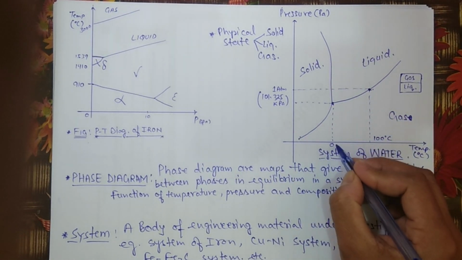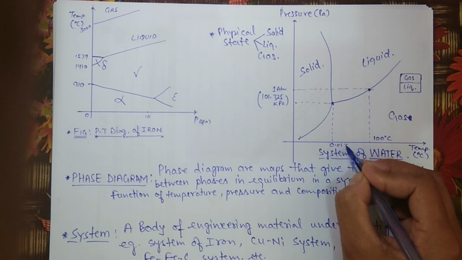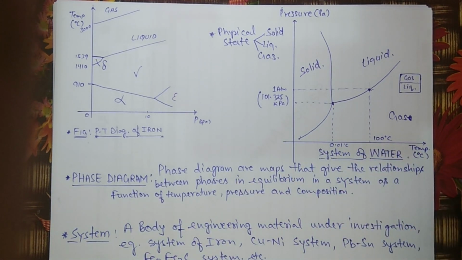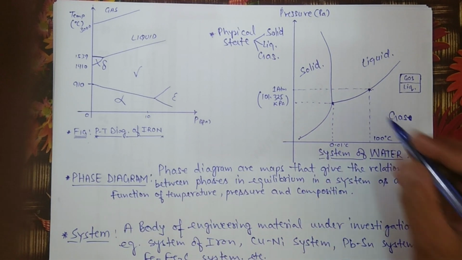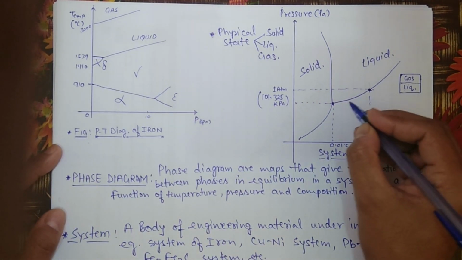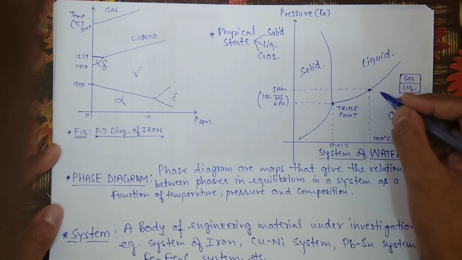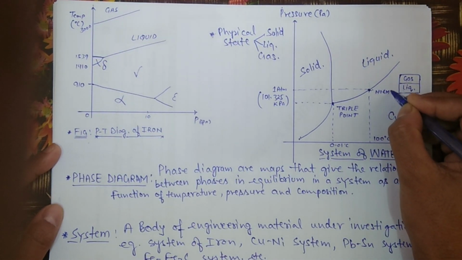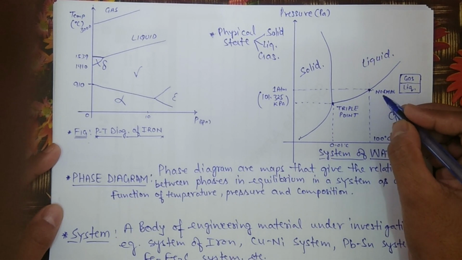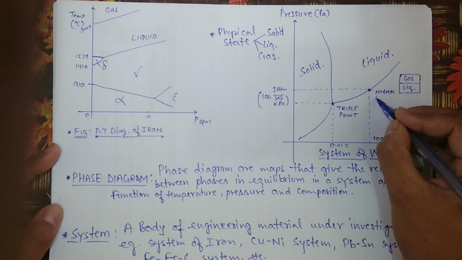At this point, which is around 0.01 degrees centigrade or 273.16 Kelvin, this is known as the triple point. And this is known as the normal boiling point, because it is at 1 atmospheric pressure, which is the normal atmospheric pressure.